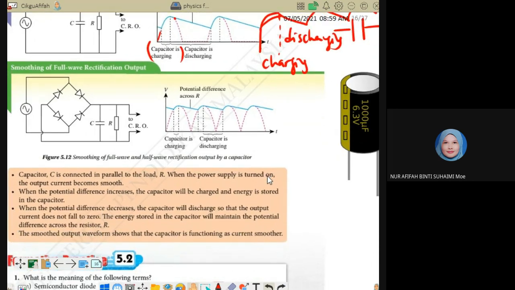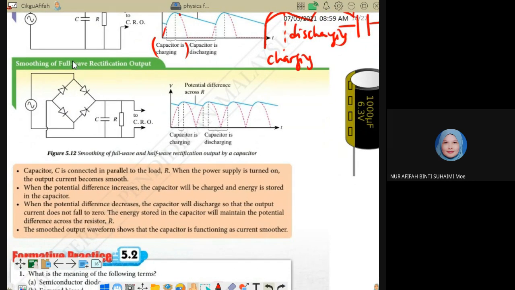So the same goes for full wave smoothing or full wave rectification. The output is the same. Okay, the output's hill is continuous. So same: charging, discharge, charging, discharge, charging, discharge. It will smooth the direct current that is produced.